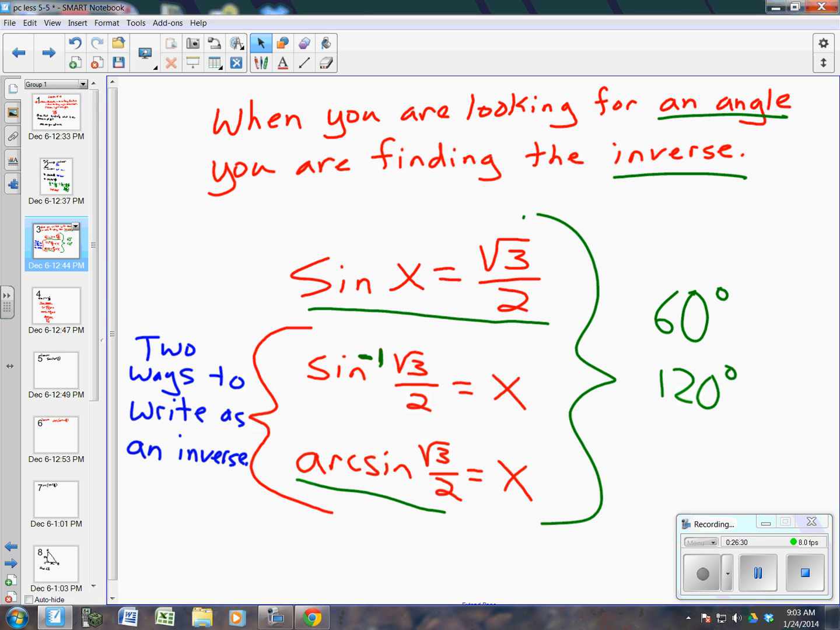Okay, so I want you to turn to your shoulder partner and tell them the two ways to write an inverse. Explain to them in your own words. A, go first.